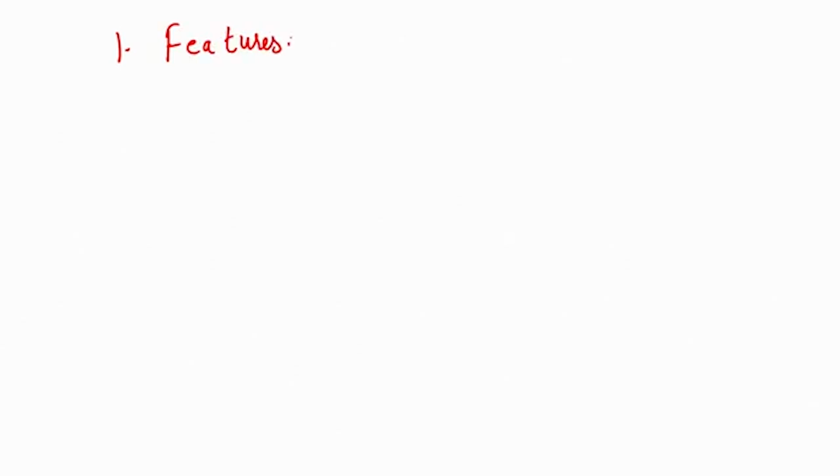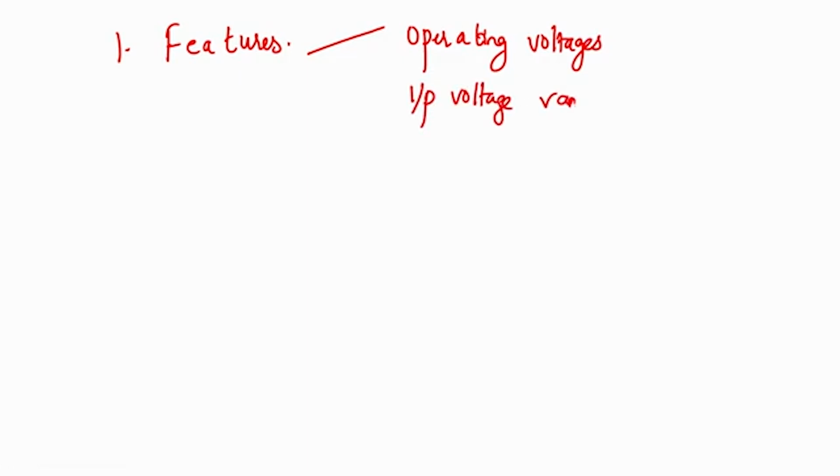So that will be the first section. You will see what the operating voltages are, what the input voltage range is, and other specifications, like we saw, right, it is a 12-bit DAC, all those other specifications.